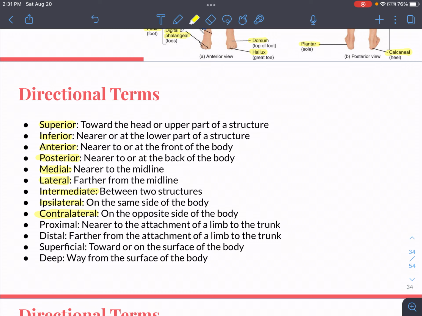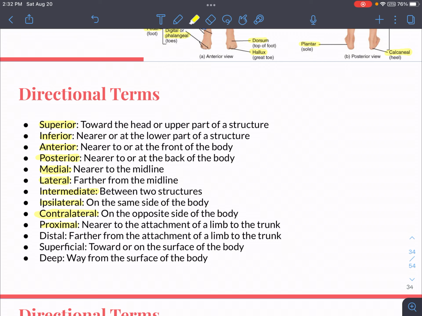We have proximal, which is near the attachment of a limb. So your shoulder or your hip is the attachment. Your shoulder is the attachment of your arm, and your hip is the attachment of your leg. So if I say my shoulder is proximal to my elbow, I'm saying my shoulder is closer to my trunk or my body than my elbow.